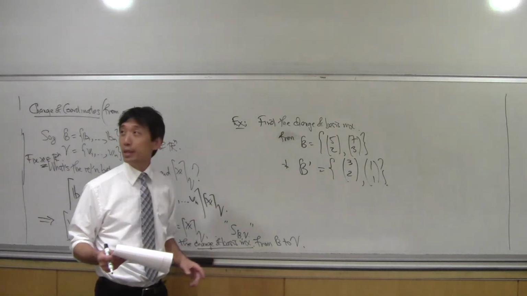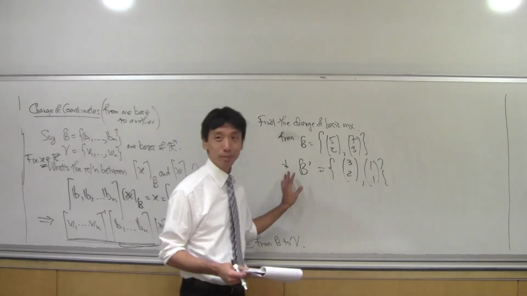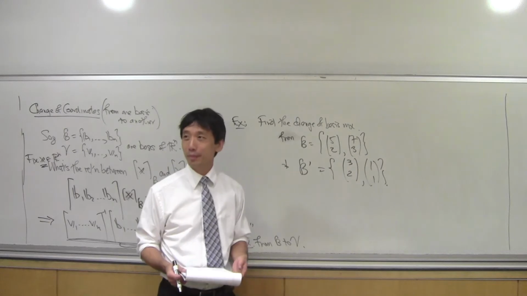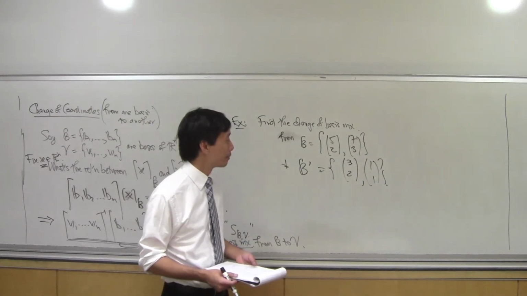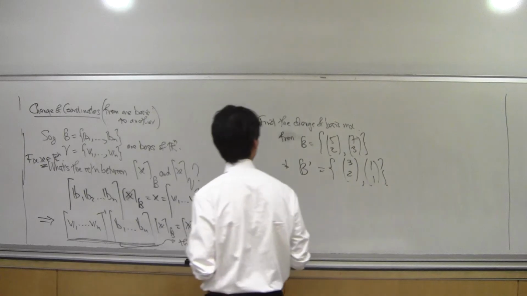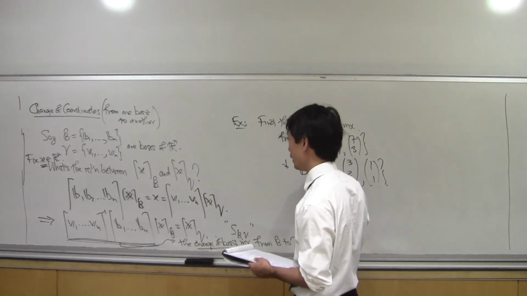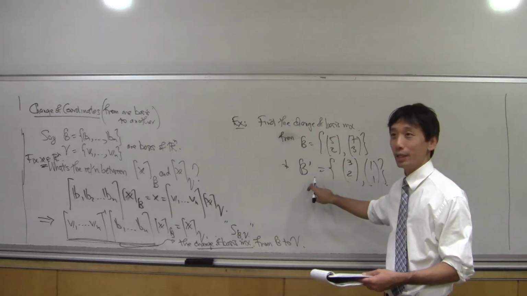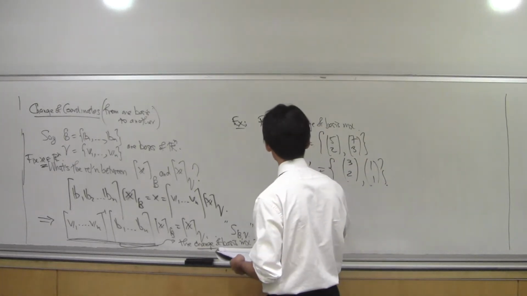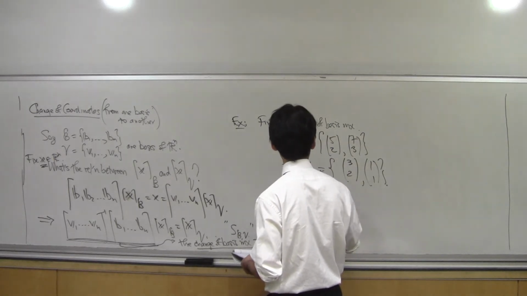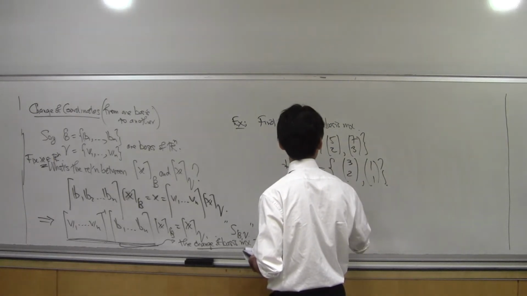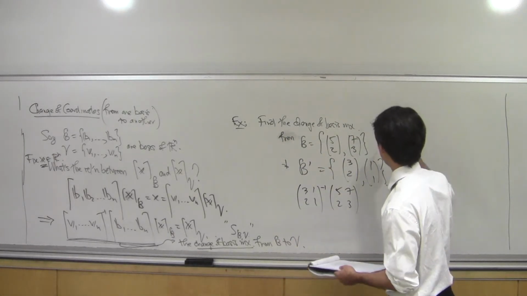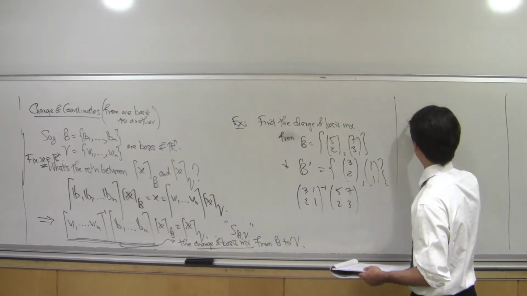Okay, so let's do it. Somebody tell me how to do it. What do you do? Inverse of one of the vectors. Which one? So we're going from B to B prime, right? We want to invert the B prime guy. Yeah. So you take (3, 2), (1, 1), inverse, multiply that by (5, 2), (7, 3). And that's it.